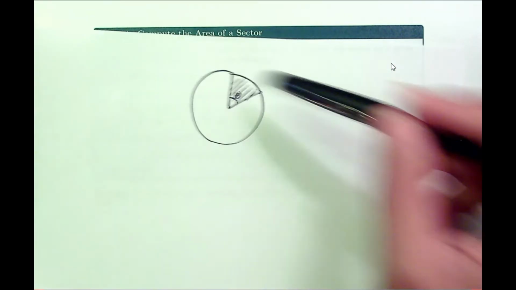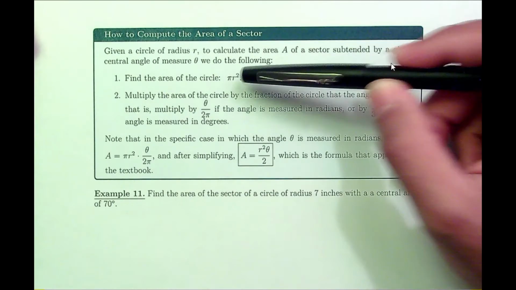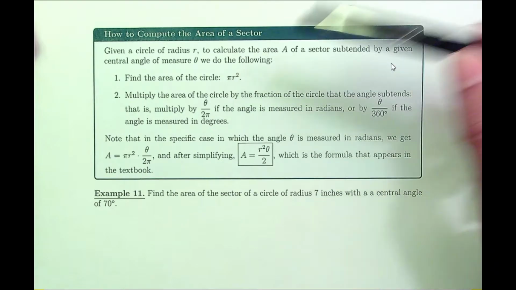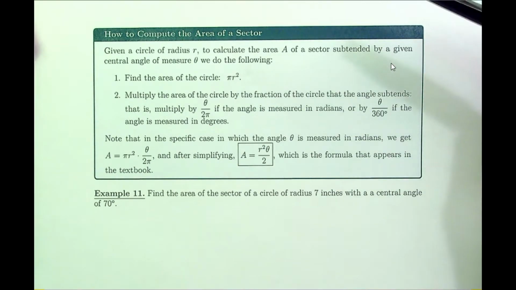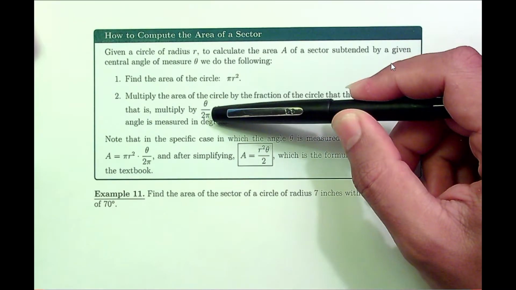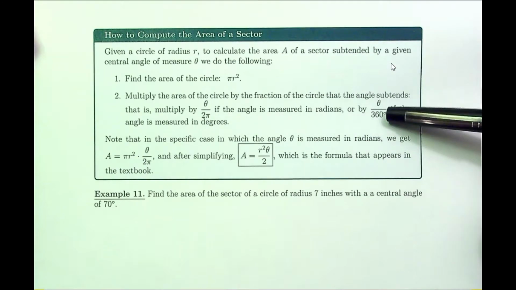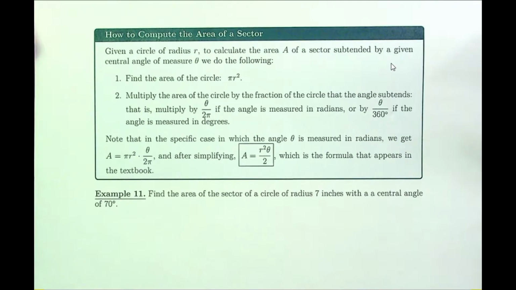Okay, so now for the area of a sector it is the same thing. We compute the area of the whole thing, so you have to know how to compute the area of a circle, pi r squared, and then you're going to take that and multiply by the fraction of the circle that corresponds to the angle. And reminder, it is the angle over the total. The total is 2 pi if it's in radians, and the total is 360 if it is in degrees.